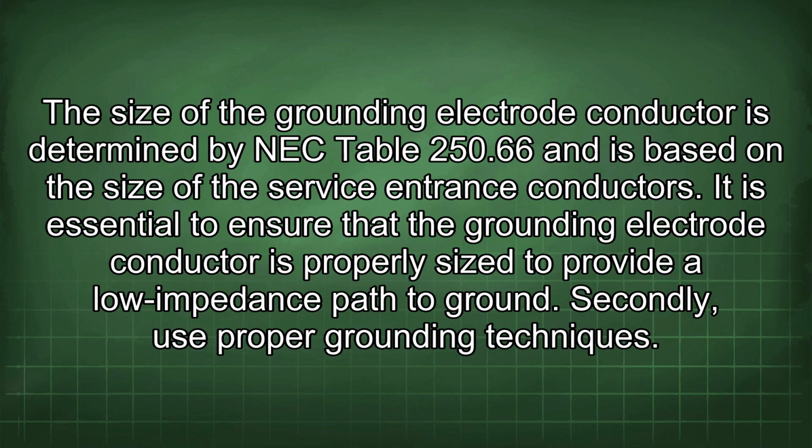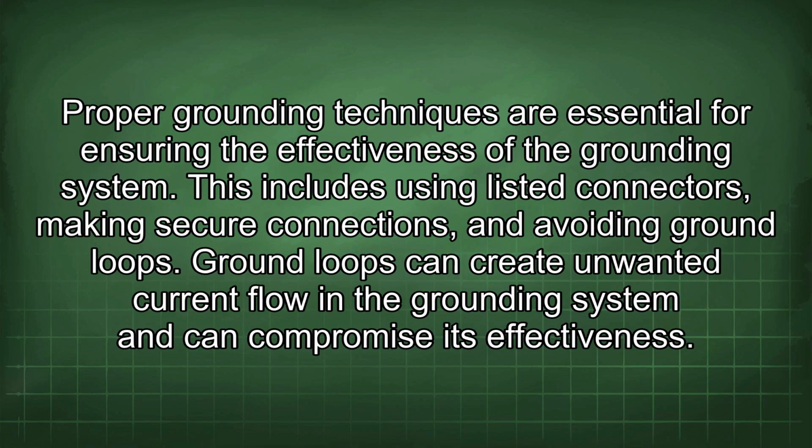It is essential to ensure that the grounding electrode conductor is properly sized to provide a low impedance path to ground. Secondly, use proper grounding techniques. Proper grounding techniques are essential for ensuring the effectiveness of the grounding system. This includes using listed connectors, making secure connections, and avoiding ground loops. Ground loops can create unwanted current flow in the grounding system and can compromise its effectiveness.